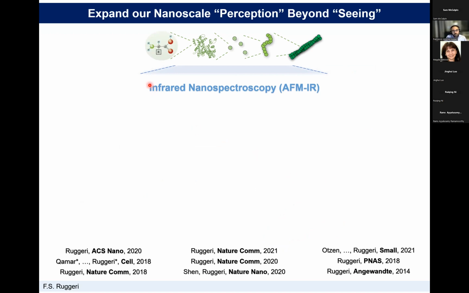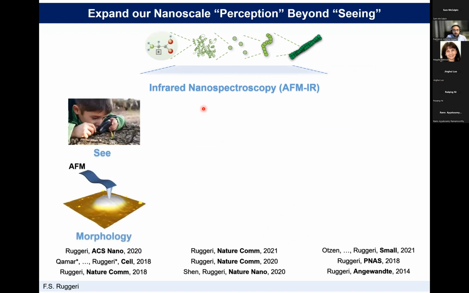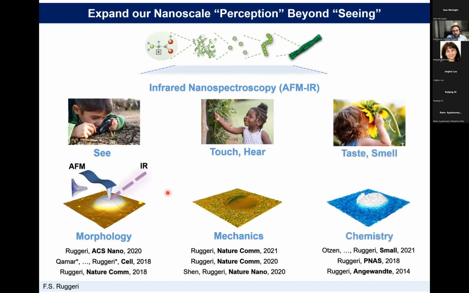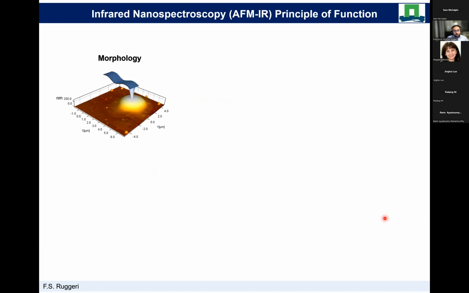And this is possible through a technology that in the last 10 years we have been developing, called infrared nanospectroscopy. This technique now enables us to use AFM, atomic force microscopy, to measure the morphology of a sample at the nanoscale. Then, as I said, by using the cantilever as a mechanical sensor, it is possible to measure the Young modulus, the stiffness of protein aggregates. But then, adding a third dimension, adding IR light, it is possible also to acquire chemical maps at the nanoscale. To see how it's possible to have multimodal correlation of morphology, mechanics, and chemistry, I will show you another slide where I will explain the principle of function of this technology.